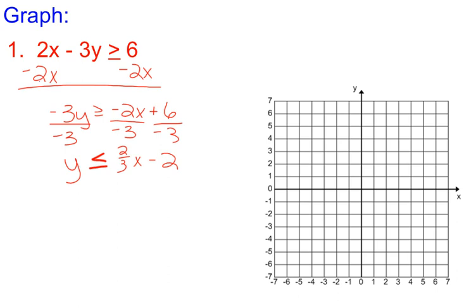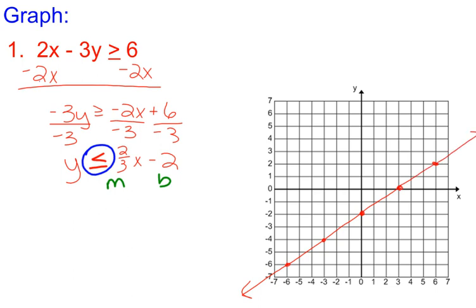So now I have my slope and my y-intercept, and now I just need to graph it. I would start with my b, my y-intercept, at -2, and I would move with my slope. My slope is 2/3, so up 2, right 3, or down 2, left 3. I'm going to connect these dots, but I have to decide if it should be a solid or dashed line. Since my symbol is less than or equal to, that tells me it should be a solid line. And hopefully you use a straight edge for this. I'll just freehand it.